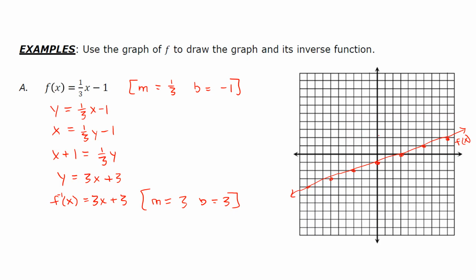So we start at the y-intercept, which is 3. 1, 2, 3. And our slope is 3, so that's 3/1. So I'm going to rise 3/1, rise 3/1, go down 3/1, down 3/1. Okay, and I'm going to connect my dots as close as I can. And this is the inverse of f. Okay. All right, let's do another one.